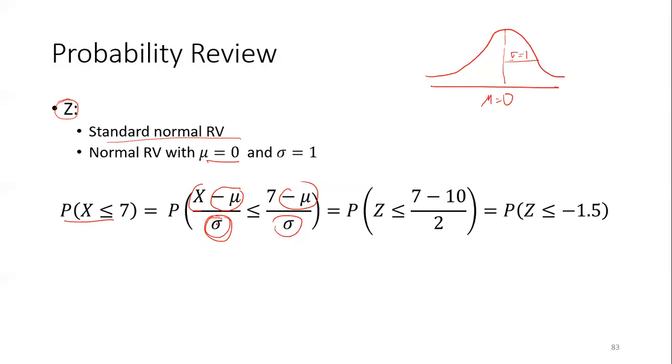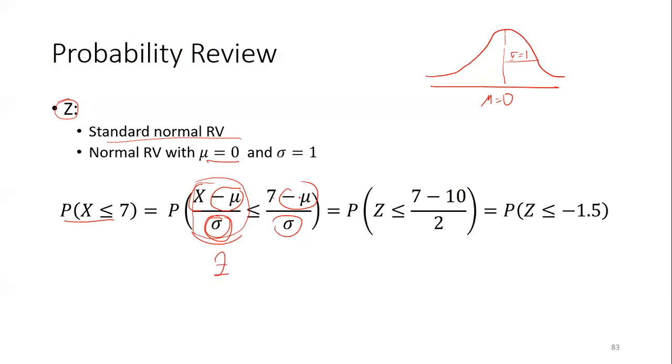Divided by sigma, that's a constant as well. So this is a function of a random variable. Every function of a random variable is a random variable itself. If you subtract the mean from the normal random variable and divide it by its standard deviation, then what you have is Z, the standard normal, right?